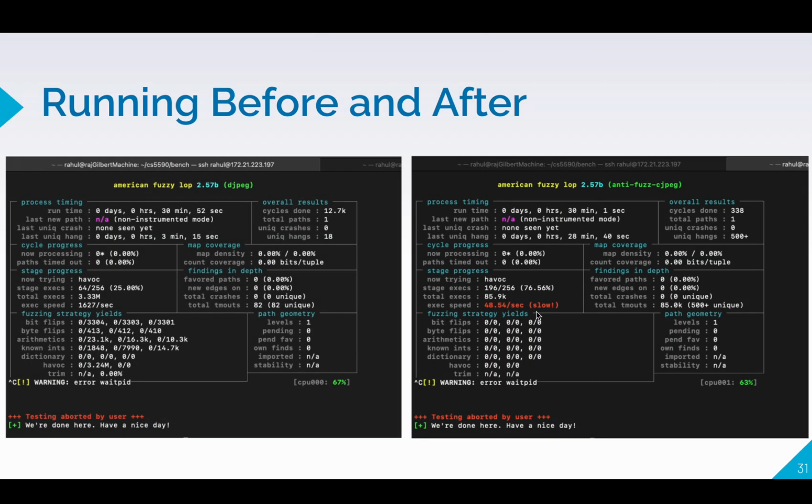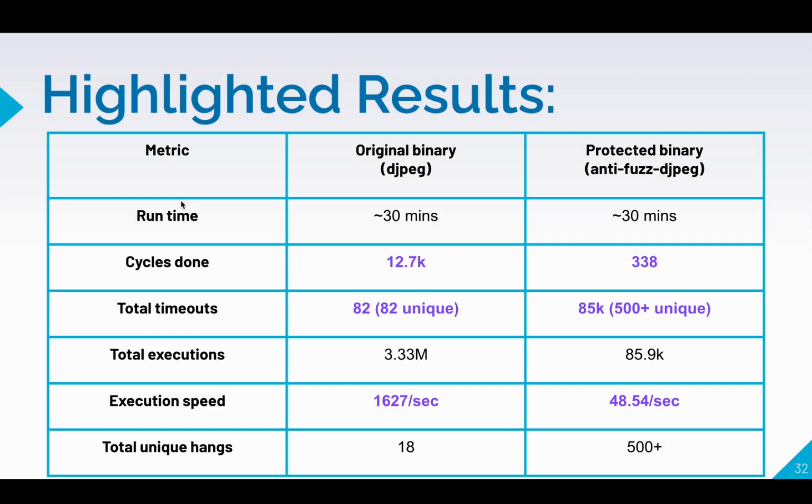So as shown in the demo, these are the results from a 30-minute benchmark which we did on both the binaries. As you can see, after running the fuzzer on both the binaries for 30 minutes, the original binary made up to 12k cycles, while the protected binary could only do 338 cycles.